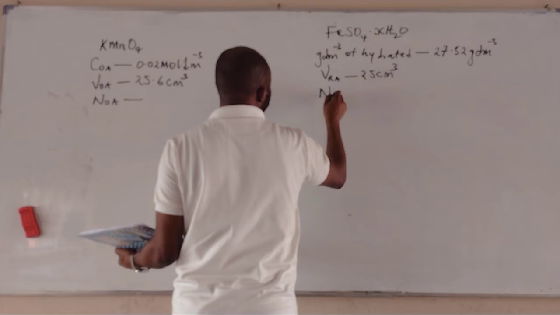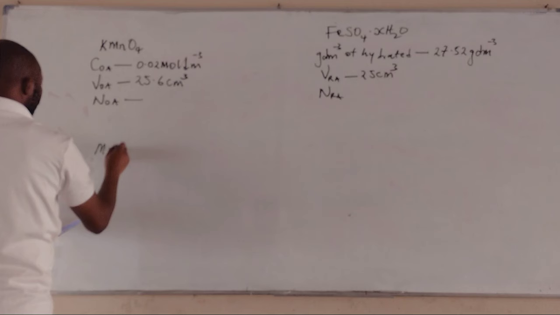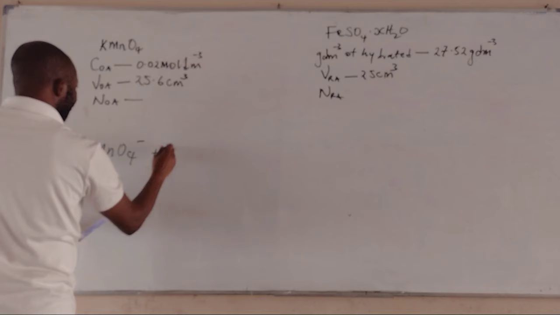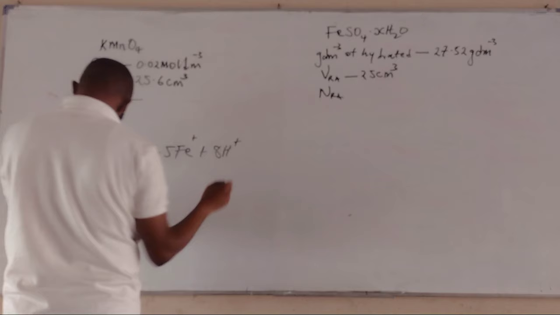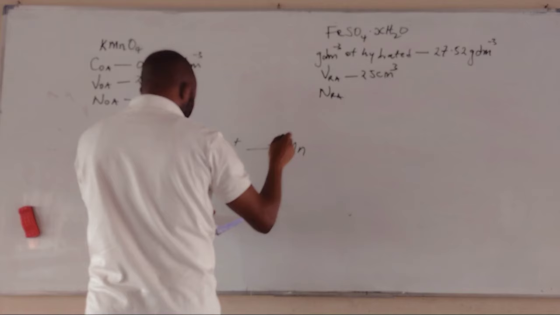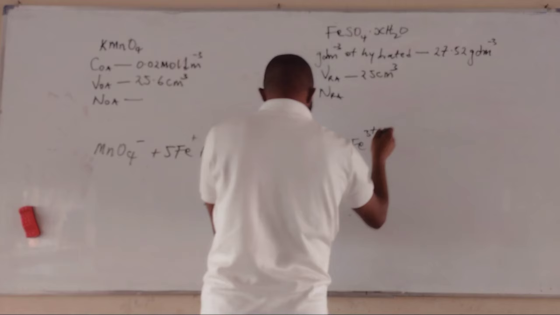Okay, now this is our equation of reaction. We have MnO4 minus plus 5 iron 2 plus plus 8 hydrogen plus gives us Mn 2 plus plus 5 iron 3 plus plus 4 moles of water.